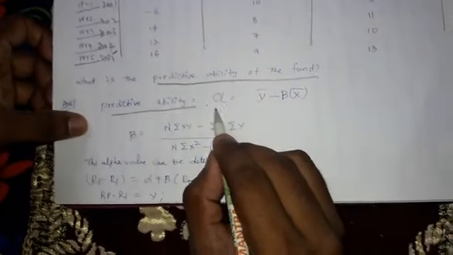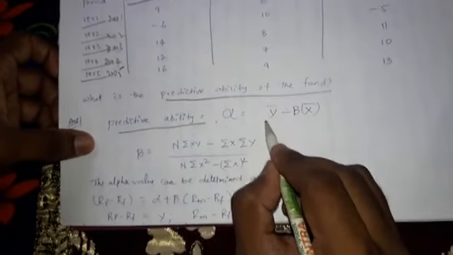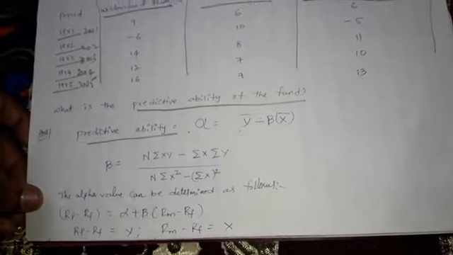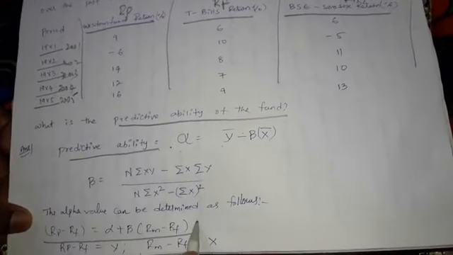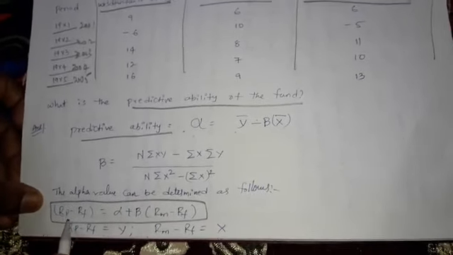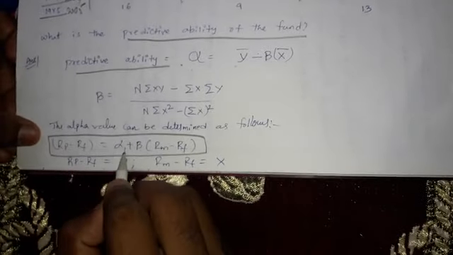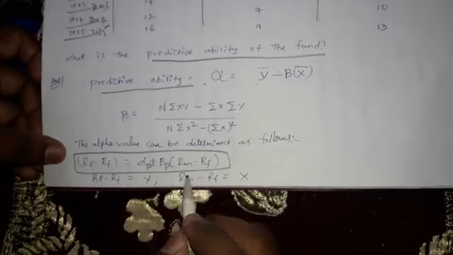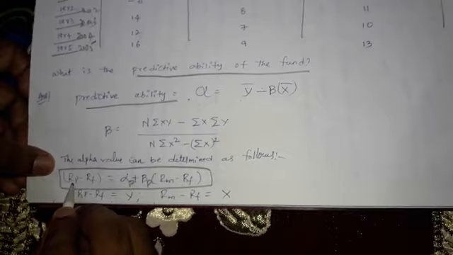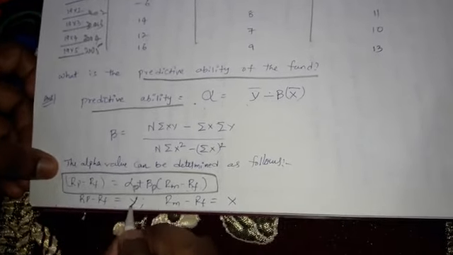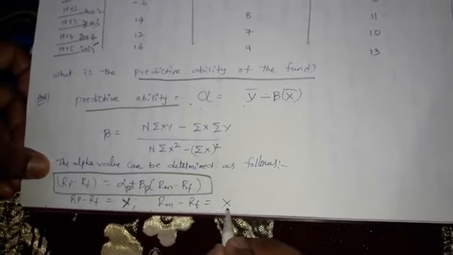The predictive ability of the fund is alpha equals y bar minus beta into x bar. As you know the formula of predictability, rp minus rf equals alpha p plus beta p into rm minus rf, where in the place of rp minus rf is y, and rm minus rf is x.